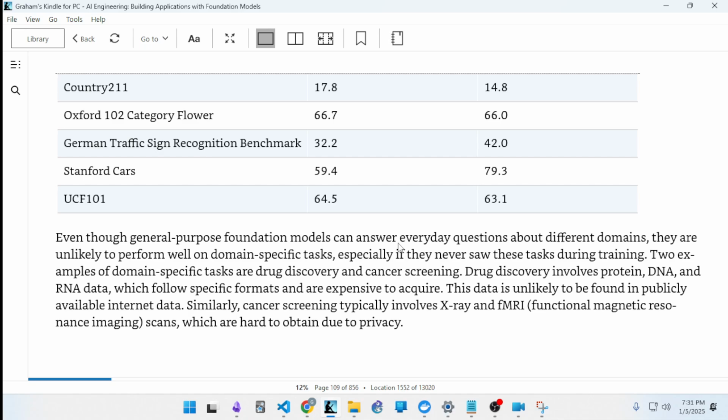Two examples of domain-specific tasks are drug discovery and cancer screening. Oh yeah, that's a big one that I was probably missing. Drug discovery involves protein, DNA, and RNA data, which follow specific formats and are expensive to acquire. This data is unlikely to be found in publicly available internet data. Similarly, cancer screening typically involves X-ray and fMRI, functional magnetic resonance imaging scans, which are hard to obtain due to privacy.